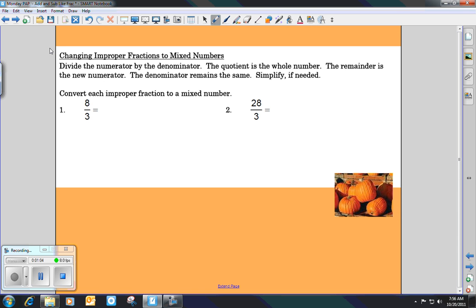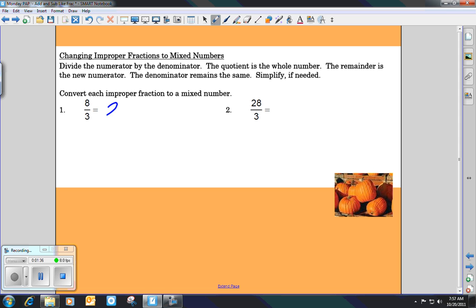Now, changing improper fractions to mixed numbers. We have reviewed this a little bit, but we divide the denominator into the numerator. Okay, so in 8/3 we would divide 3 into 8. How many 3's can I get out of 8? The remainder will be the new numerator. So I can get 2 sets of 3 out of 8. I can get 6 out of there, 2 sets of 3.